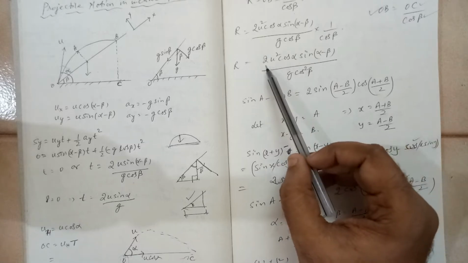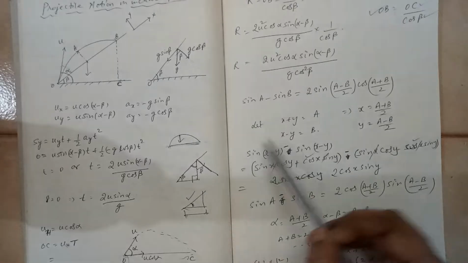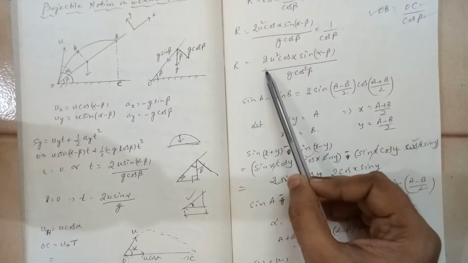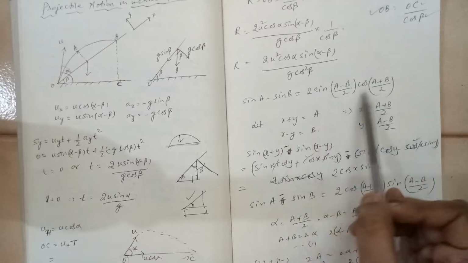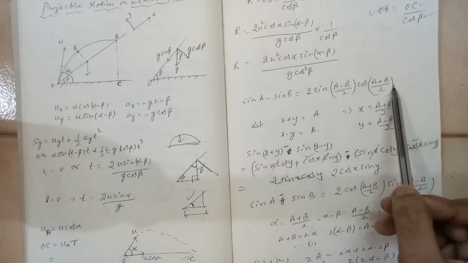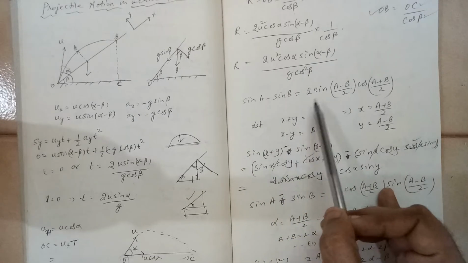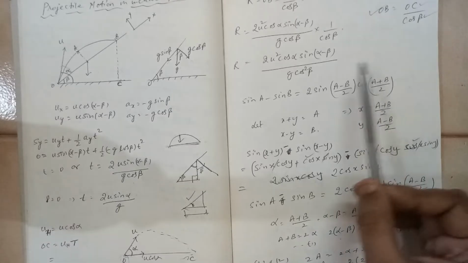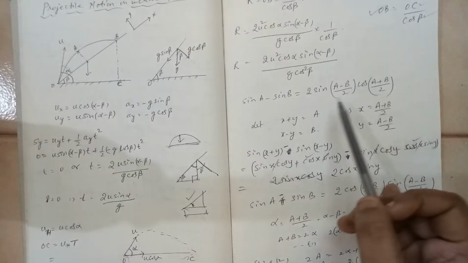Here you see it is in the format of 2 cos A sin B. For this, we have to bring it into the format 2 sin A cos B. For this there is a formula: sin A minus sin B is equal to 2 sin of (A minus B) by 2 into cos of (A plus B) by 2. These are called half angles. This can be easily derived also.